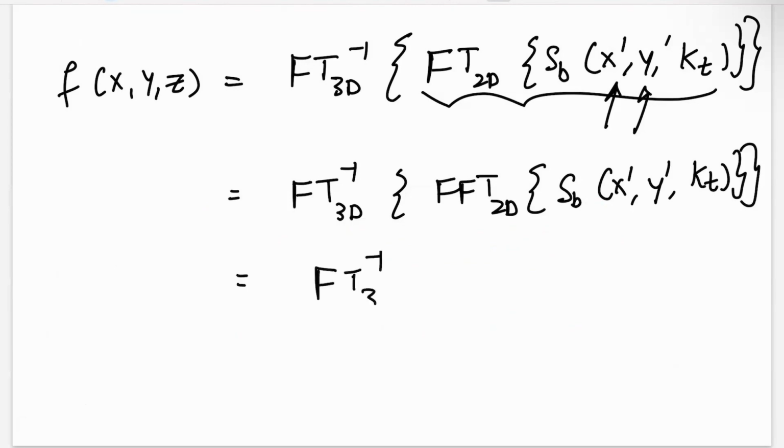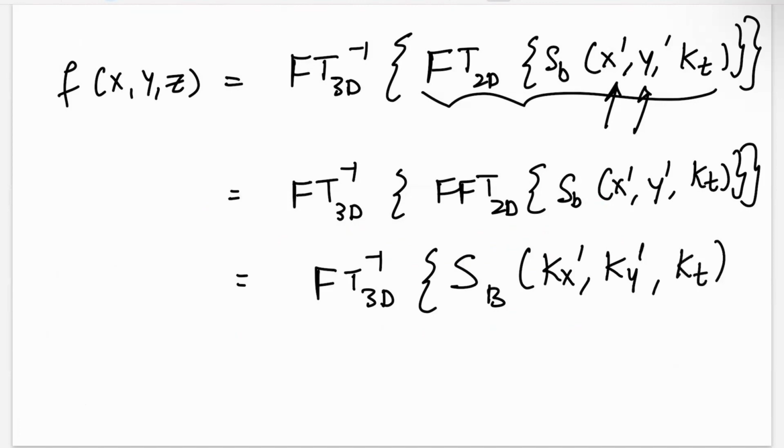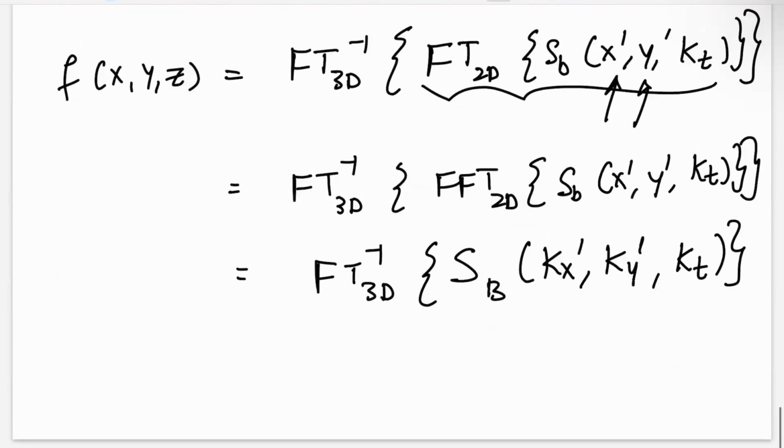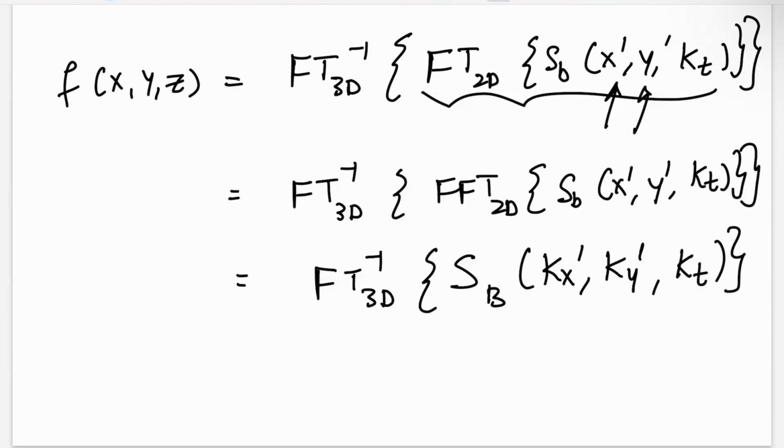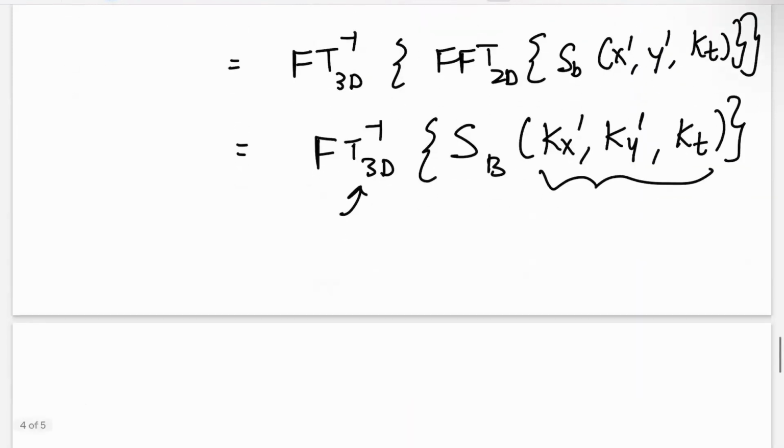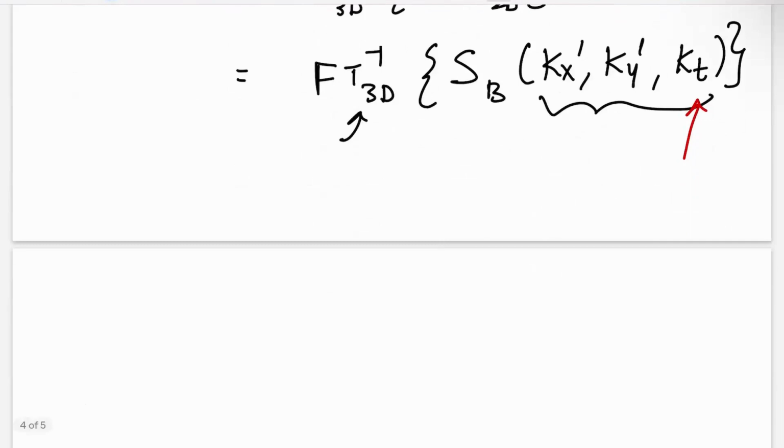Okay, so then I'll call that capital SB of kx prime, ky prime, comma kt, right? But now there's a problem. Now we want to take a 3D inverse Fourier transform, but kx prime, ky prime, kt are not on a uniform grid. Why? Kx prime and ky prime are, but kt is not kz, right? It's something else. There's a relationship that it shares with kz, but it's not.